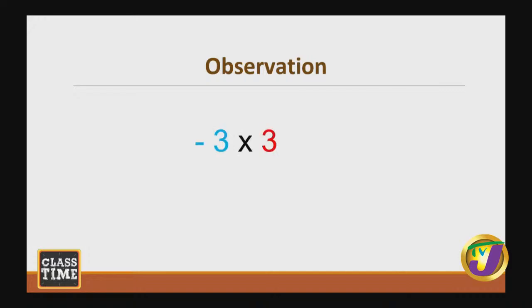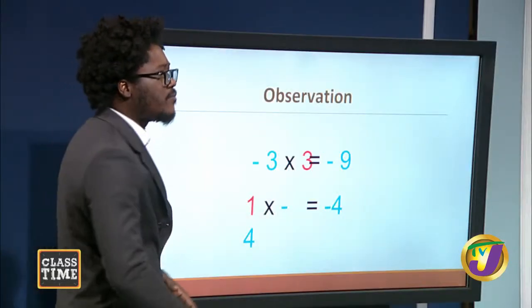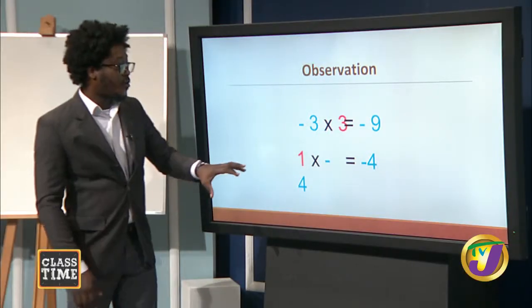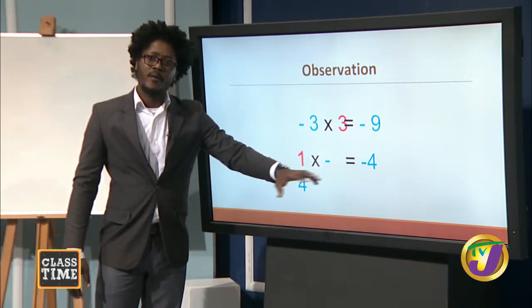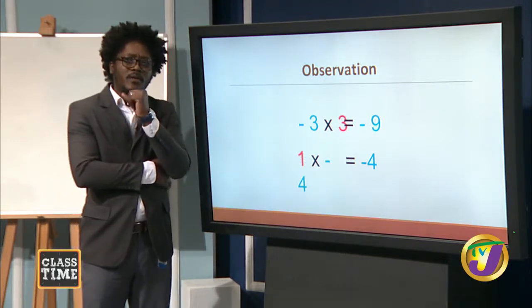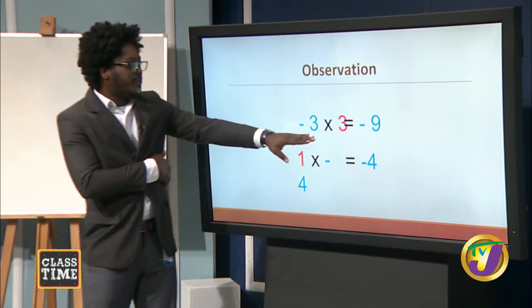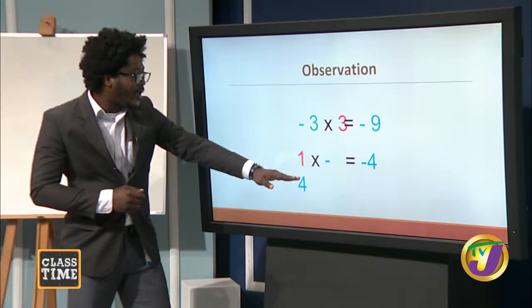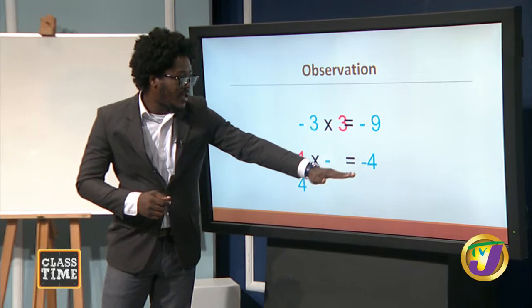All right. So let's examine what we've done so far. Now, we realize that when we multiplied the negative 3 by the positive 3, we got a product that was negative. It was negative 9. When we multiplied 1, which was positive, by negative 4, which was negative, we recognize that our result was negative. Let's take a little closer look at this. Negative, multiply, positive, negative product. Positive, multiply, negative gives us a negative product.